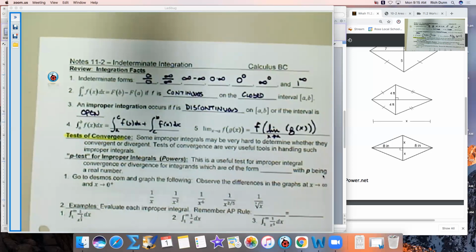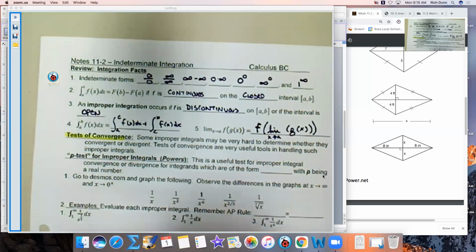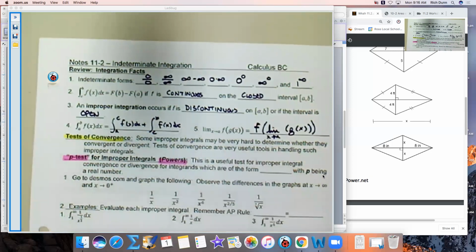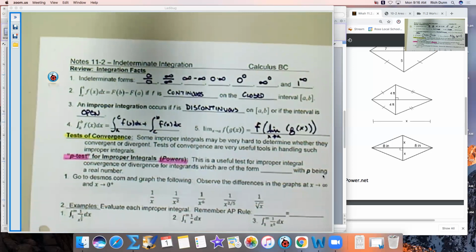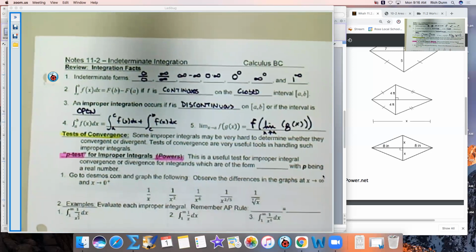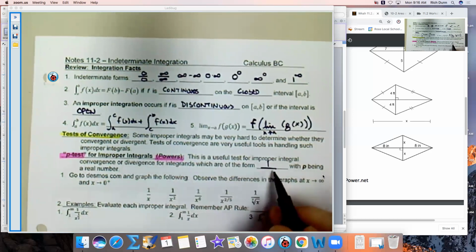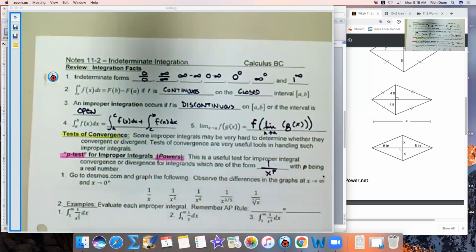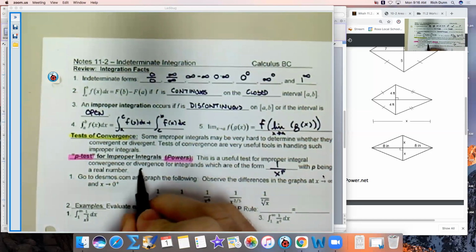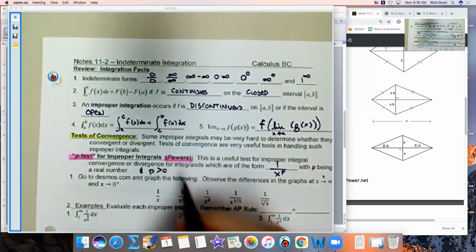The first test we're going to talk about is called the p-test. P is just short for powers. Anytime we have some value of x to some power. This is a useful test for improper integrals to determine if they converge or diverge, which are of the form that looks like this: 1 over x to some power p, as long as p is some real number and p is greater than 0.